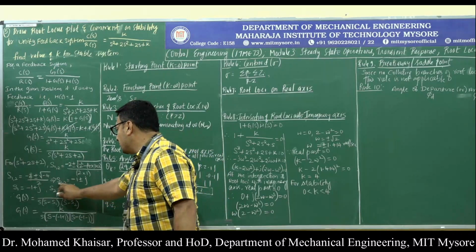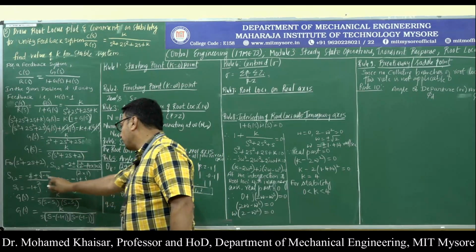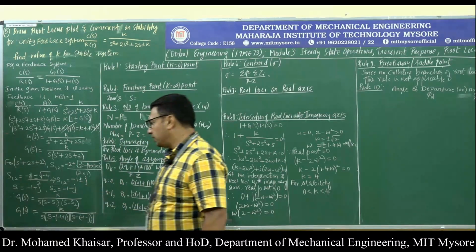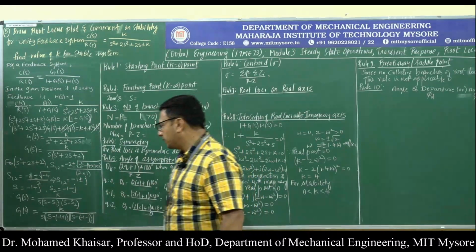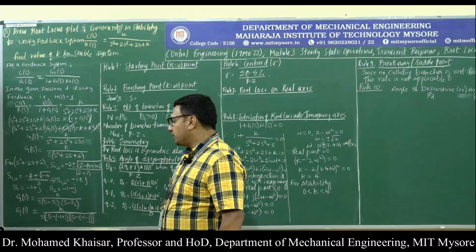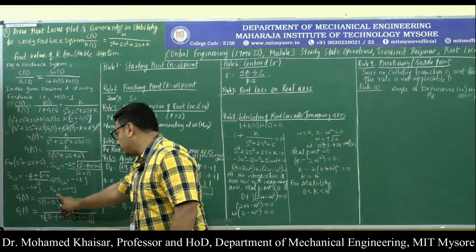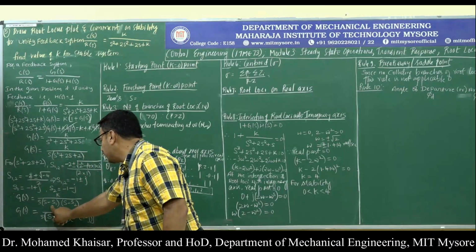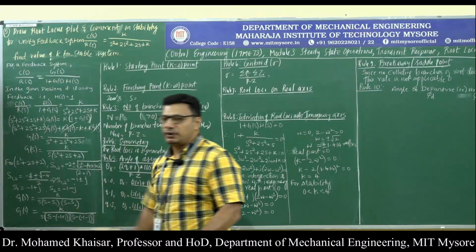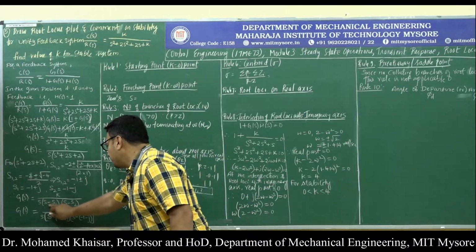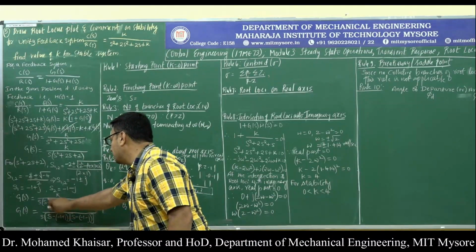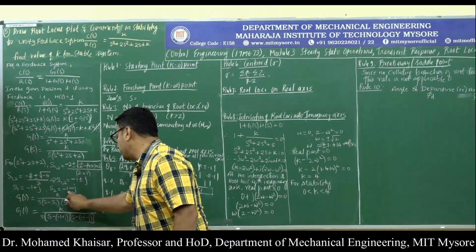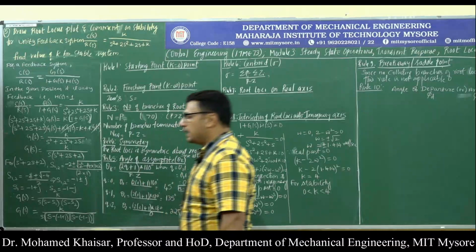So, that is how we will get s1, s2 as the two values of s: minus 1 plus j and minus 1 minus j. And for such complex factors, the open loop transfer function should be written as k divided by s into (s minus s1) into (s minus s2). This is the standard. Then s minus s1 means s minus this value, and s minus s2 means s minus minus 1 minus j.